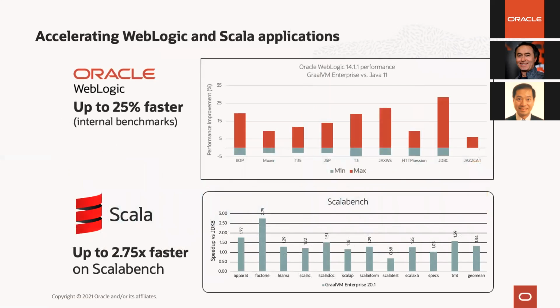We at Oracle are obviously interested in using it ourselves, so we've certified WebLogic on GraalVM Enterprise. And we see on our internal benchmarks the same kind of mix of results. In some cases, we see excellent performance. In some cases, not a significant improvement, but up to 25% faster on, for example, JDBC is quite a significant result.